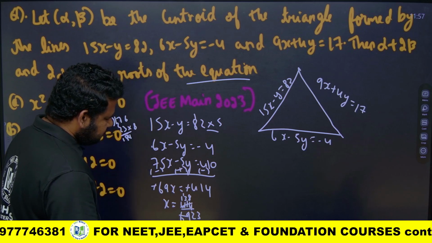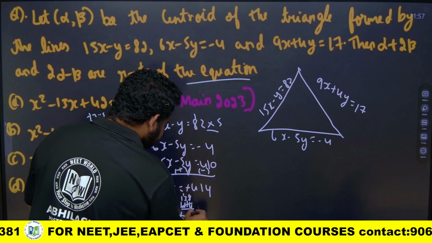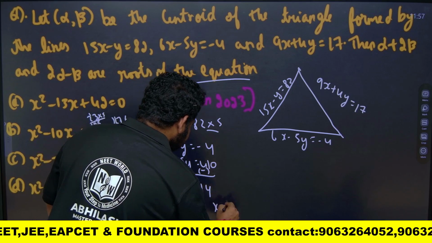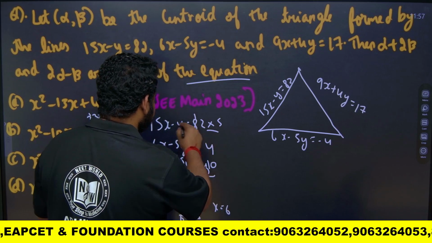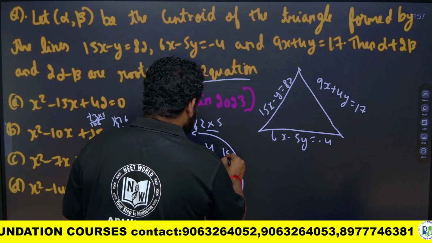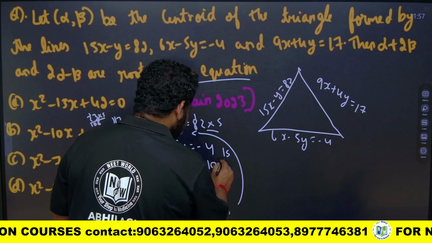23 into 6. 23 1s are 23, 6 3s are 18, 6 2s are 12, 13. So I'll get x is equal to 6. If I put x is equal to 6 in this equation, I'll get 15x, 15 into 6 is 90.